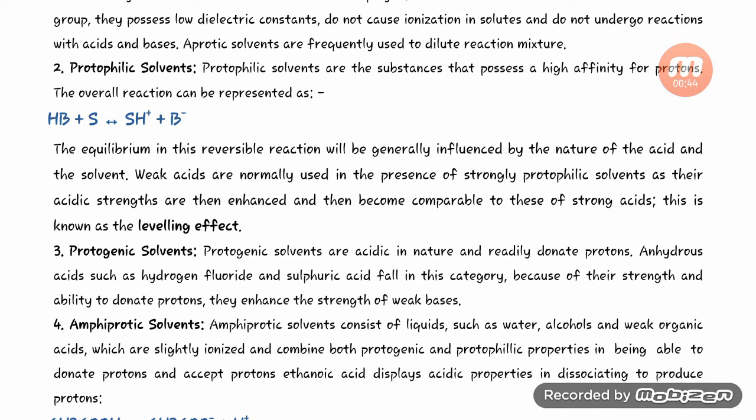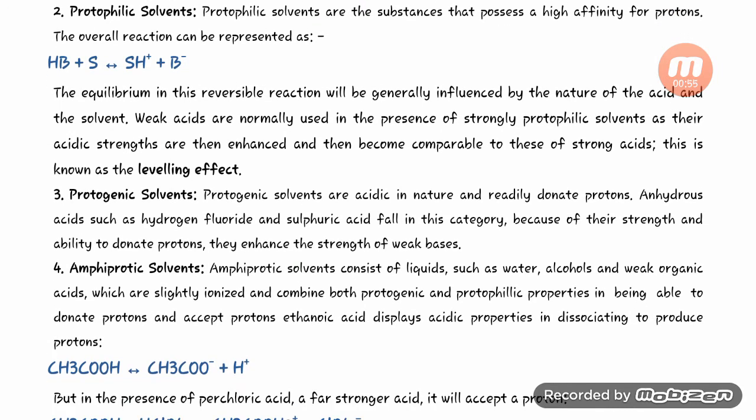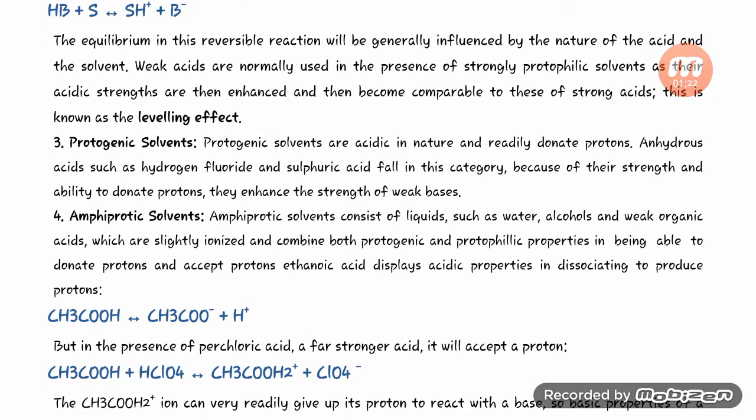Second is protophilic solvents. Protophilic solvents are substances that possess a high affinity for the proton. You can see the overall reaction here. The equilibrium in this reversible reaction will be generally influenced by the nature of the acid and the solvent. Weak acids are normally used in the presence of strongly protophilic solvents as their acidic strength is then enhanced and becomes comparable to that of strong acids. This is known as leveling effect.